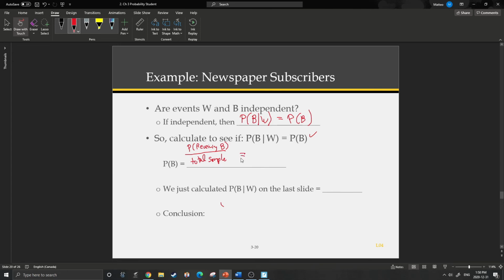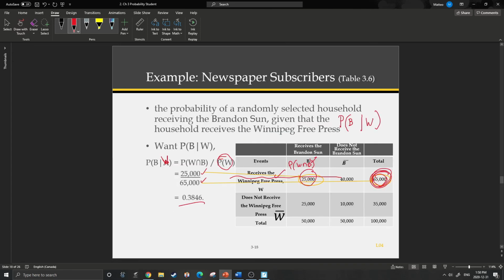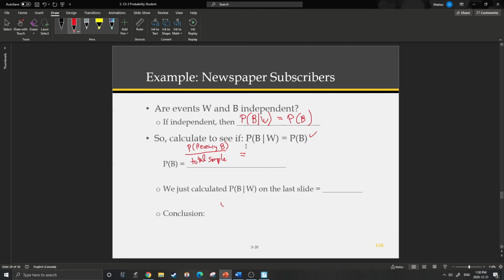So what is this? Go back to the table for a moment. What is the probability of receiving the Brandon Sun? Let's check out our columns here. Receiving the Brandon Sun, that'd be this column. So in total, there were 50,000 people out of the 100,000 receiving the Brandon Sun. So 50,000 people getting the Brandon Sun out of the 100,000. Now, you could leave it like that. You could also reduce it because it's 0.5 or a half. You can use your calculator to do that.